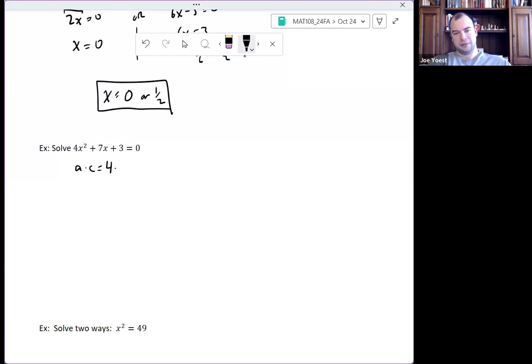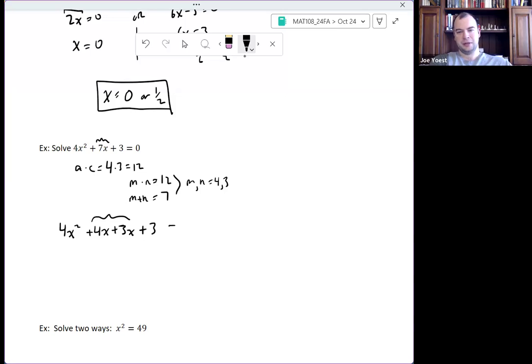So a times c is 4 times 3, or 12. So I'm looking for m and n such that m times n is 12 and m plus n is 7. And I think that's going to be 4 plus 3. So I need 4x squared plus 4x plus 3x. That's our plus 7x, and then plus 3. And this equals 0. We'll just bring it along.